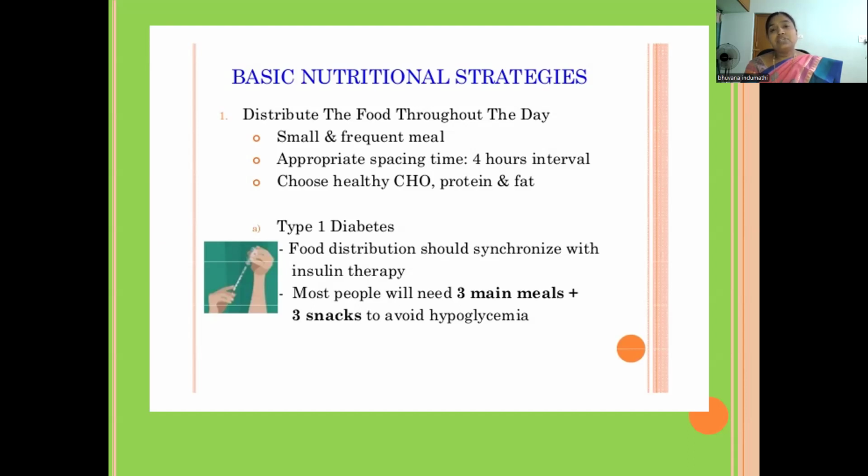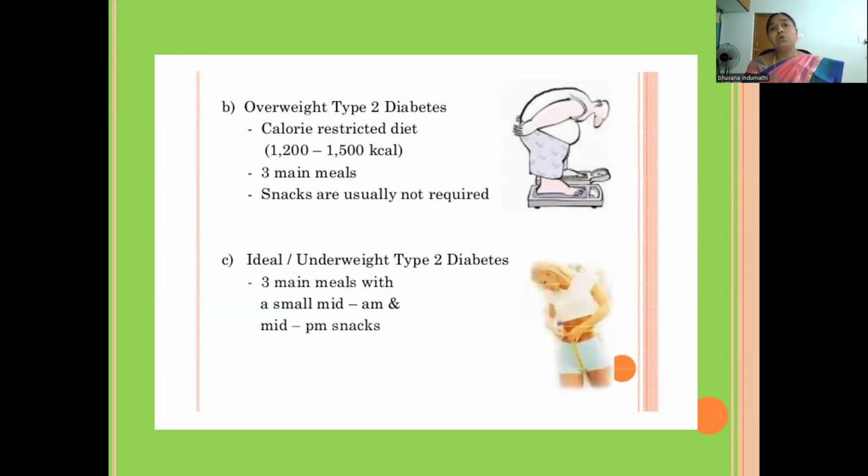For the case of type 1 diabetes, the food distribution should synchronize with the insulin therapy, because the patient will be put on insulin. So most people will need 3 main meals and 3 snacks to avoid hypoglycemia. Coming to the overweight or type 2 patient, the calories should be restricted to 1200 to 1500 calories, and 3 main meals should be there. The snacks are usually not required.